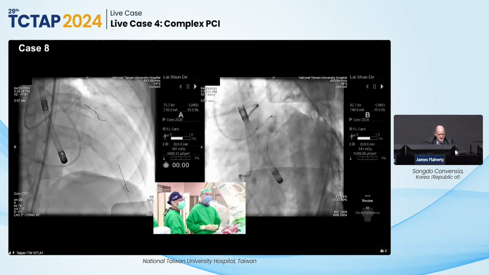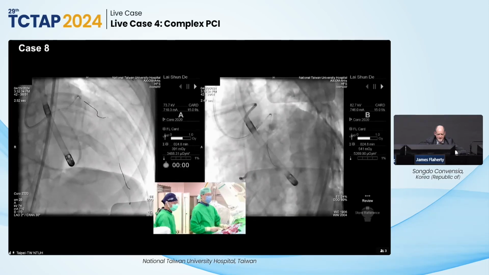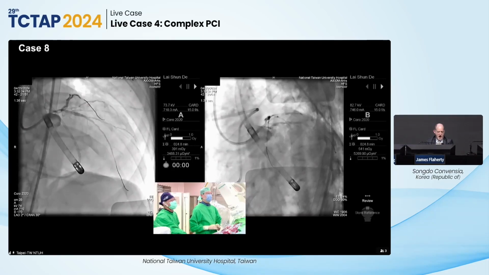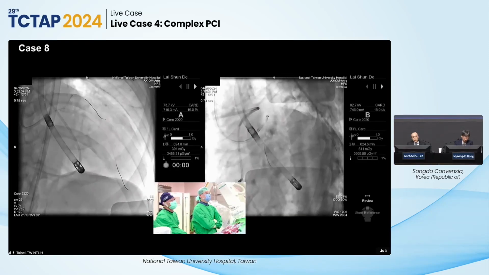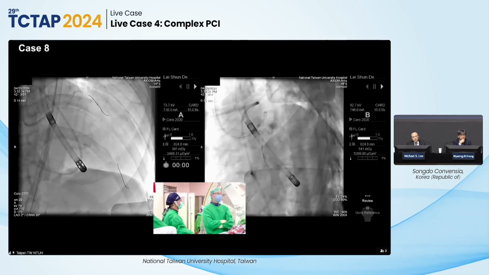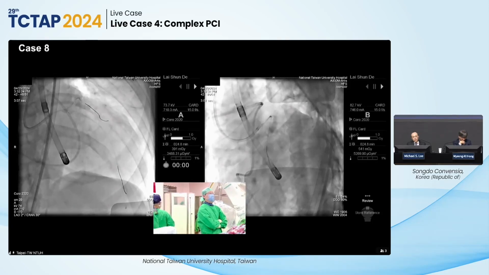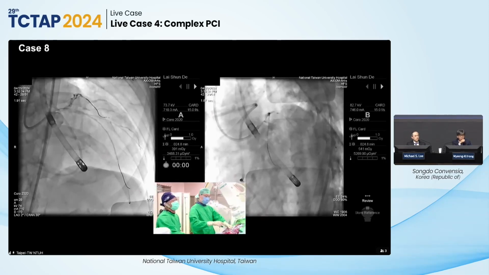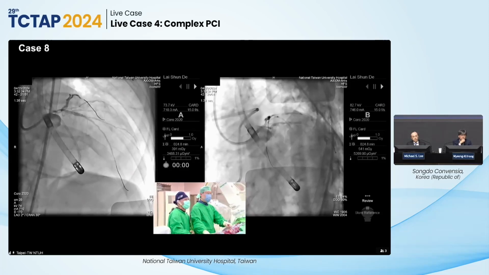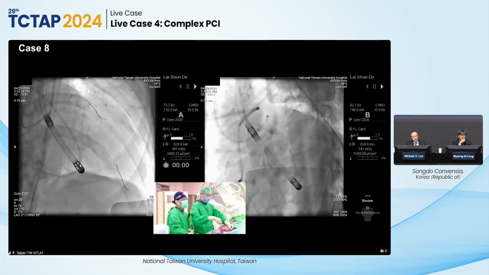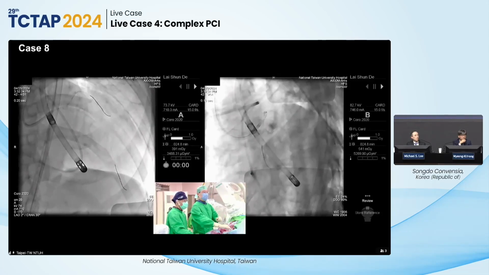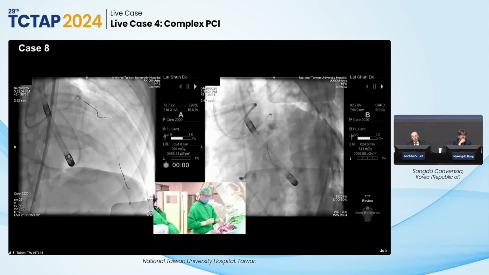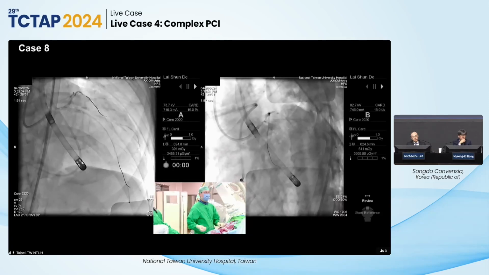Okay, shall we proceed forward with the intervention? Sure. Yeah, so maybe we just try to put a stent from the LAD to the left main. I would like to put a 3.5 stent, because it's suitable to expand further in the main to greater than 4. I'm going to put a Science stent.